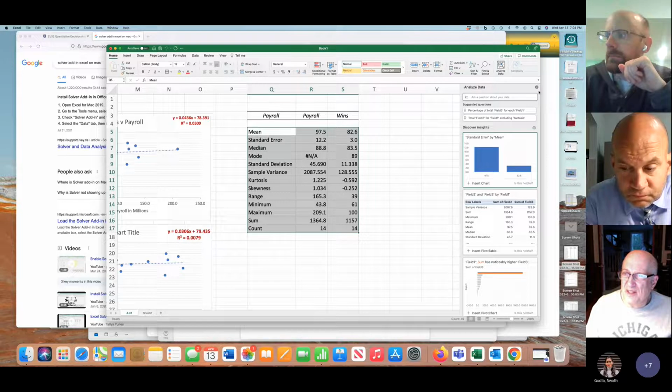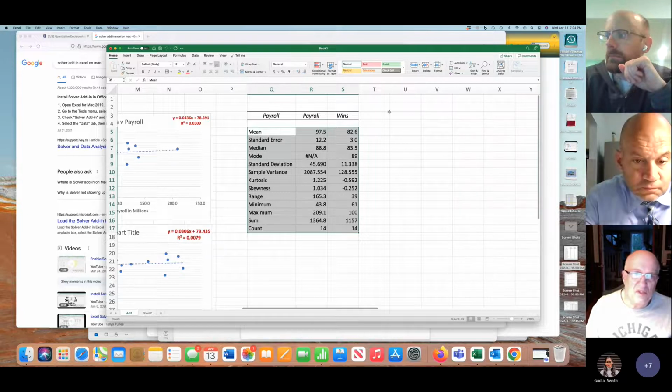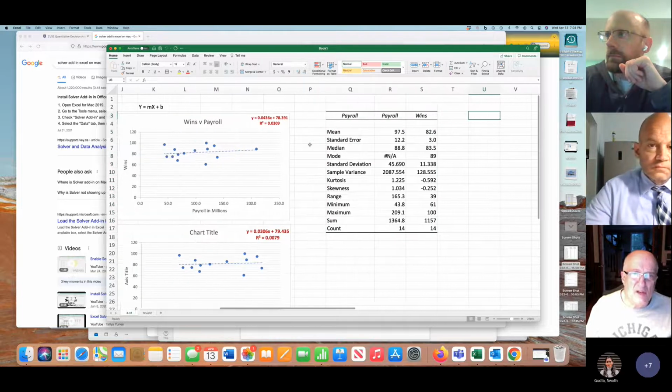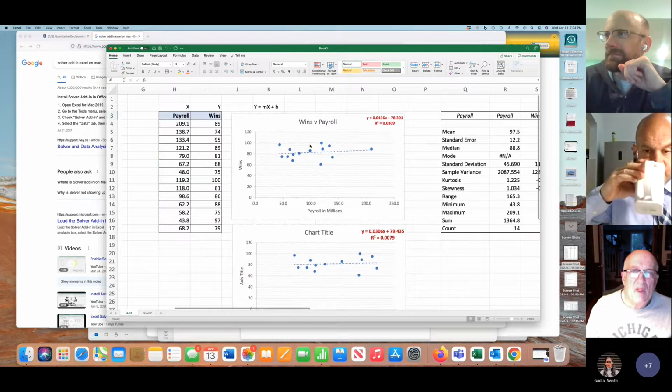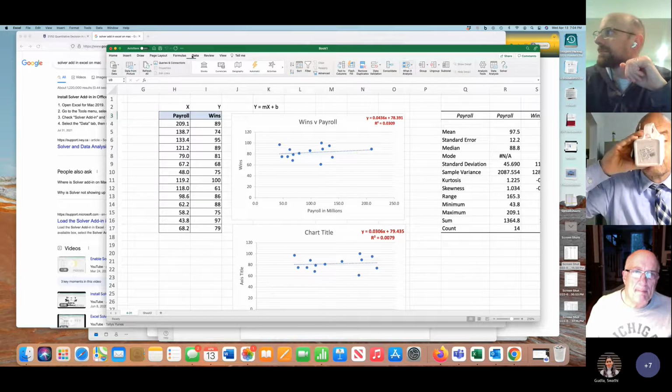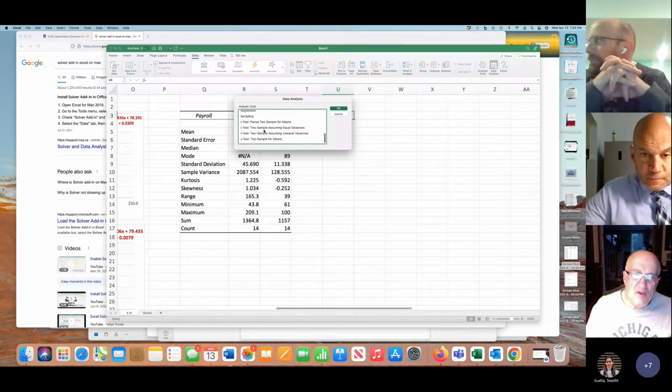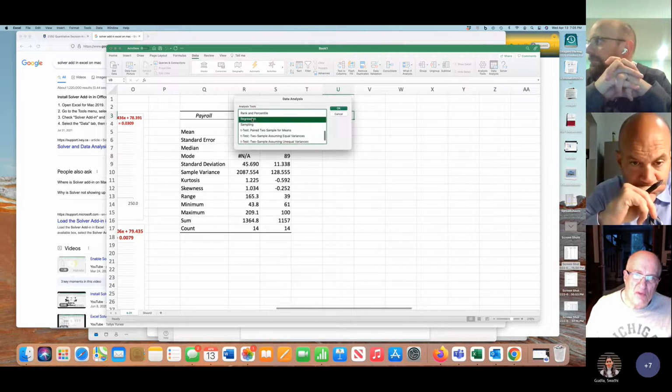Yeah, I like data analysis. That's what I'm used to. That's what I'm used to teaching. I feel like an old dog. I don't want to learn any new tricks right now. So I'm going to go to data, I'm going to go to data analysis. And now I'm going to go down to where it says regression. That's what we're doing.